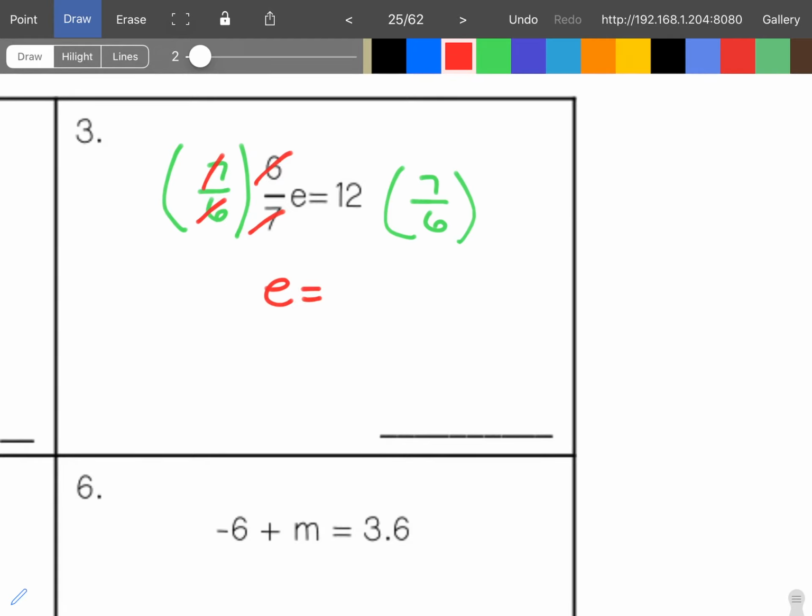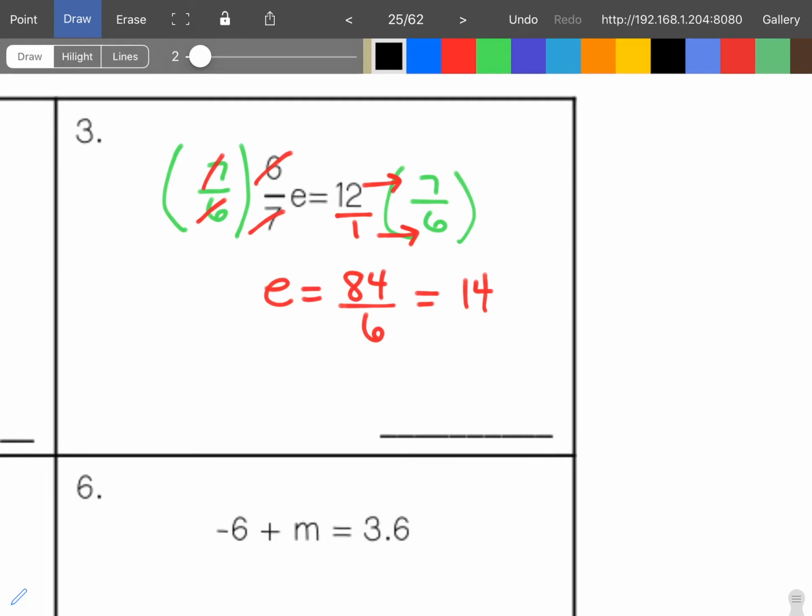Now, a lot of times kids will make a mistake at this point with this 12 times 7/6. I would encourage you to put a 1 underneath it and then multiply straight across. So 12 times 7 would be 84, and 1 times 6 would be 6. But double check that and divide 84 by 6 to see if you get a nice rational number.